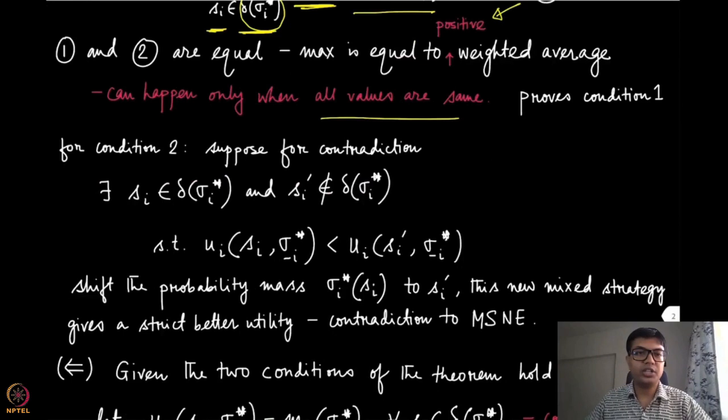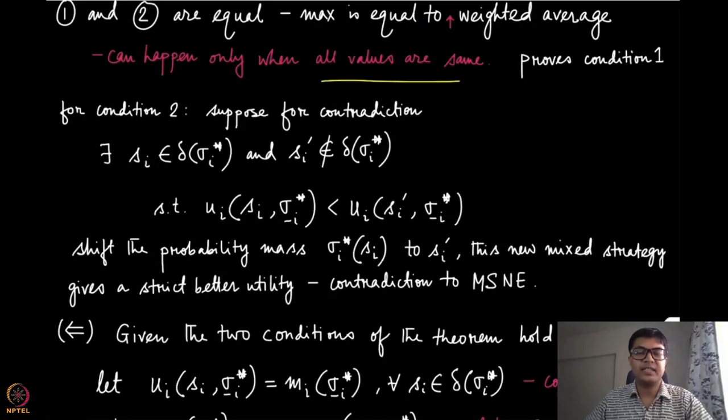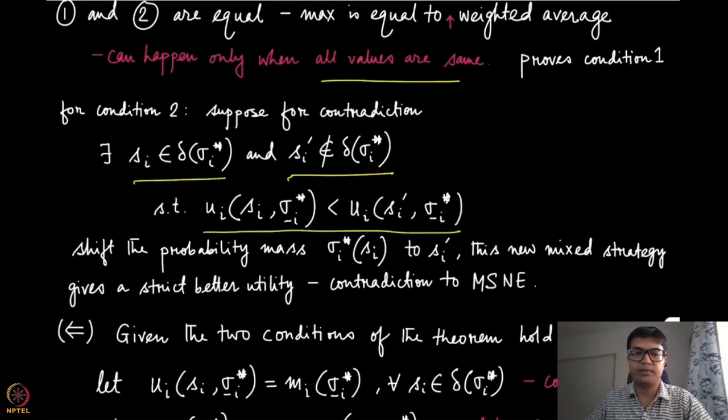Now let us go to condition two. How can we prove condition two? What condition two is saying is that for all the strategies in the support, the utility at that strategy is at least as much as the utility for a strategy which is not in the support. So assume for contradiction that this is not true. So there exists some strategy in the support and some strategy s_i prime not in the support, such that the inequality is flipped. Then again we can use a very similar argument, because now we have a competing probability mass. So we have a strategy s_i prime where the utility is going to be larger.